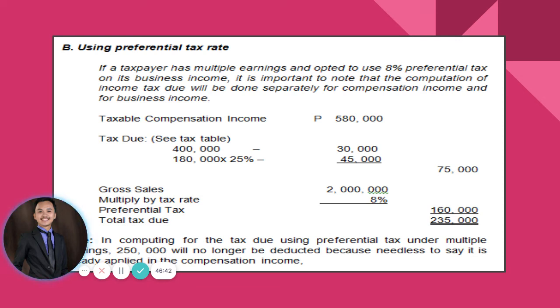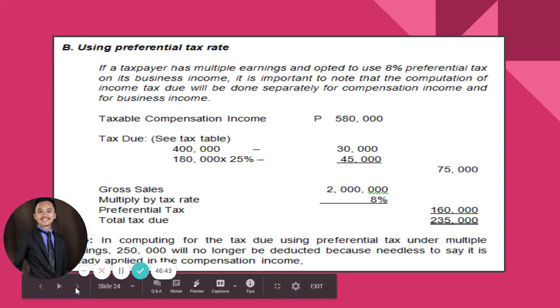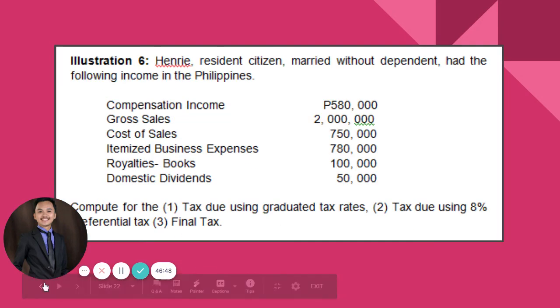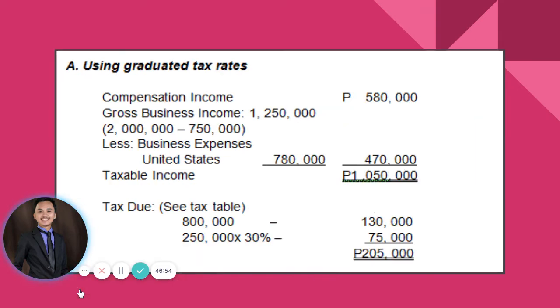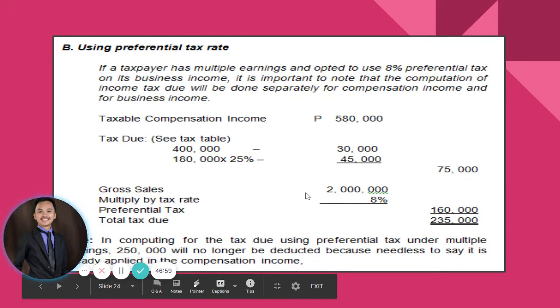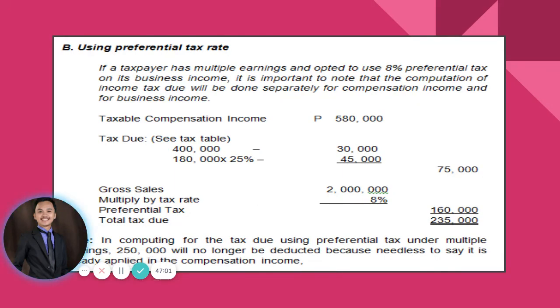Again, our basis will be gross sales. So how much is our gross sales? Let's go back to the given. We have gross sales of 2 million. In this case, since the taxpayer is not a pure business or professional income earner, the 2 million will no longer be deducted by 250,000.